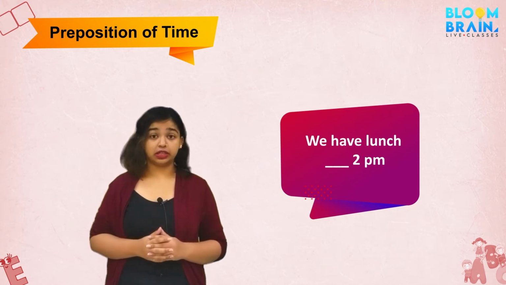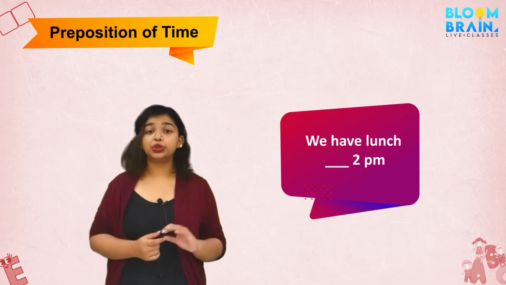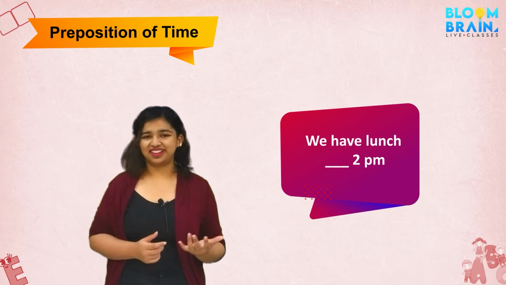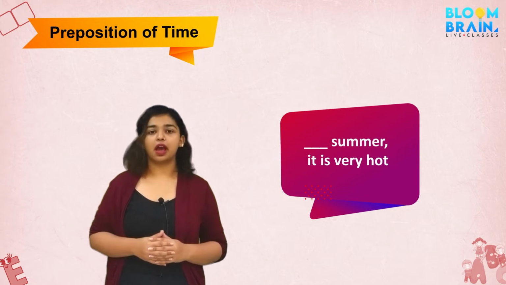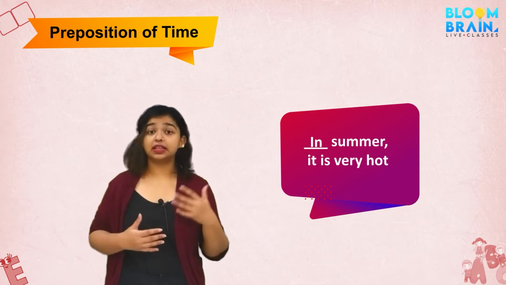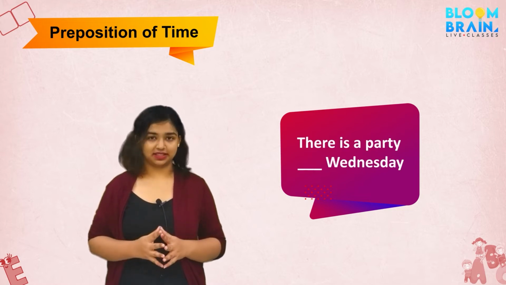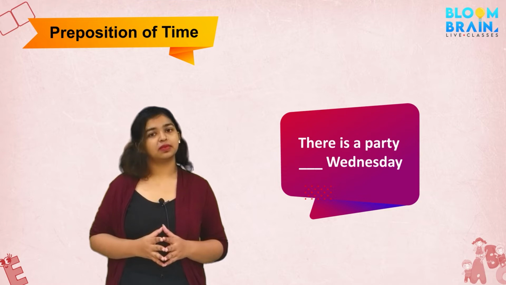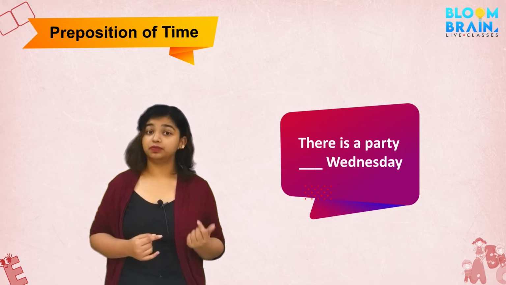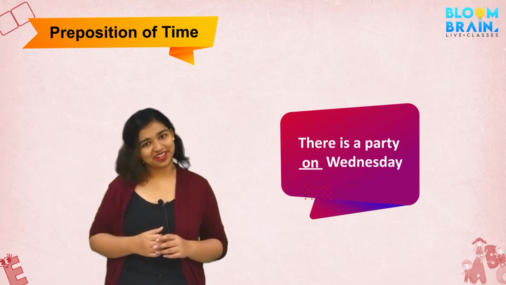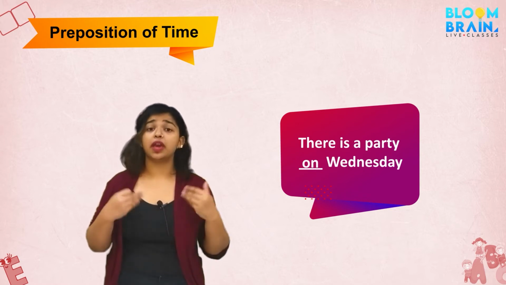Okay, so here we have time given. We have lunch dash 2 p.m. So correct, at 2 p.m. Next. In summers, it's very hot. Okay, in summer. Next. Yes. So there is a party dash Wednesday. On Wednesday. Right? So you have understood the different usages of in, on and at. Now we have some more.